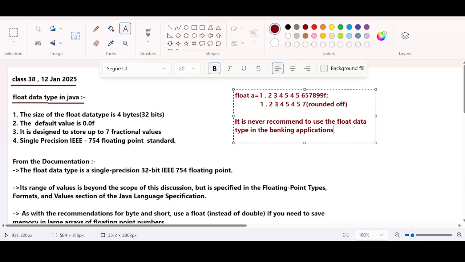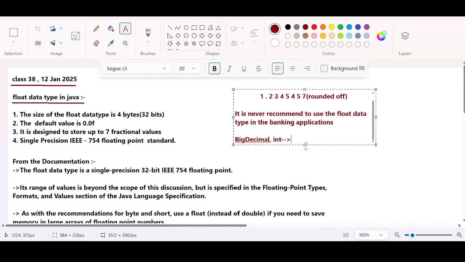Then what is an alternative? You have something like BigDecimal. This is a future topic. BigDecimal is there, and alternately, you can also use integer. We will understand this after some time.